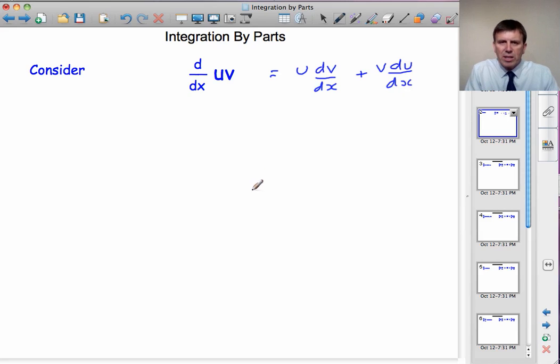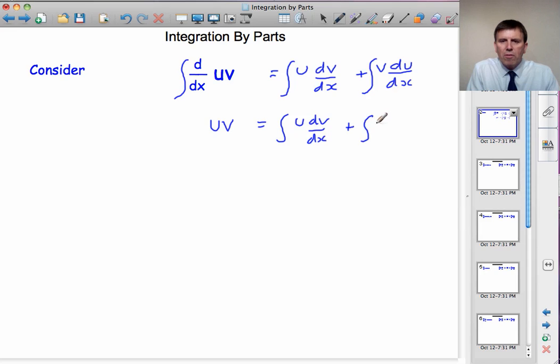Now what if we were to integrate that equation? Let's say we take the integral of d by dx uv and we get the integral of u dv by dx plus the integral of v du by dx. Now if we start with uv and differentiate it and then integrate it, we'll be back to uv. So uv is equal to the integral of u dv by dx plus the integral of v du by dx.